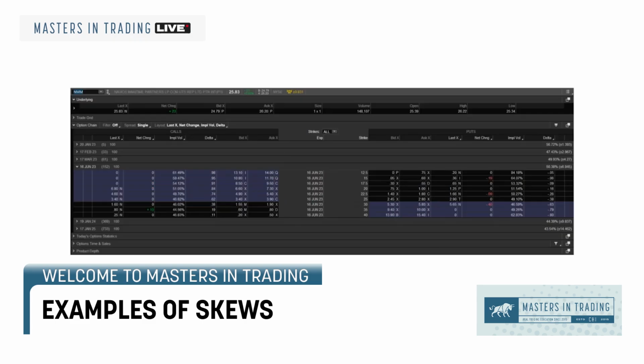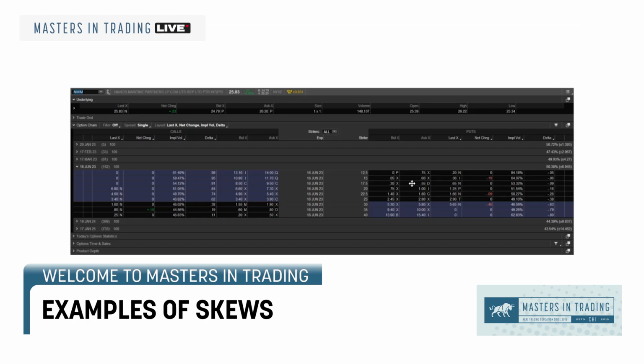One more example, NMM. Last trade 25.83. We could use the 25 strike, $5 wide strike, so it's kind of tough to get a $26 strike, but let's do $25 strike. The 35s, mid-market 70 cents, and the 15s, there's like nothing there. Another one, skew to the upside.